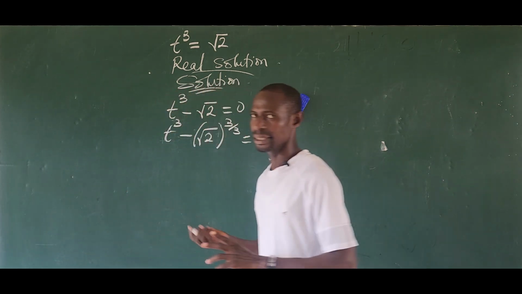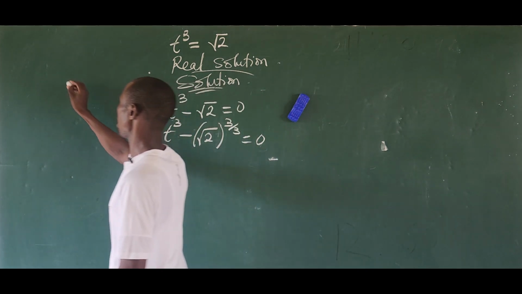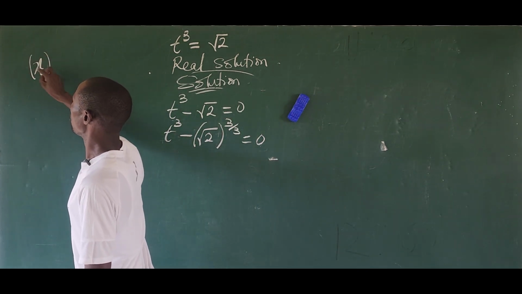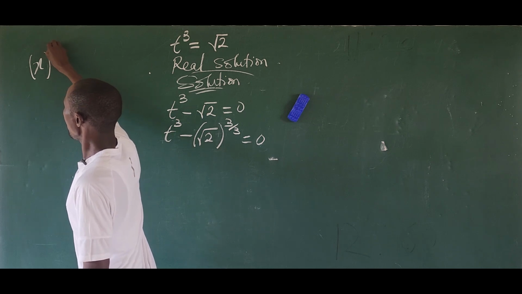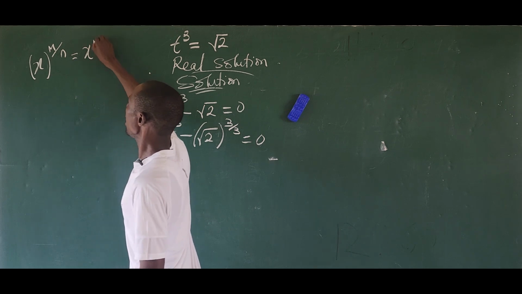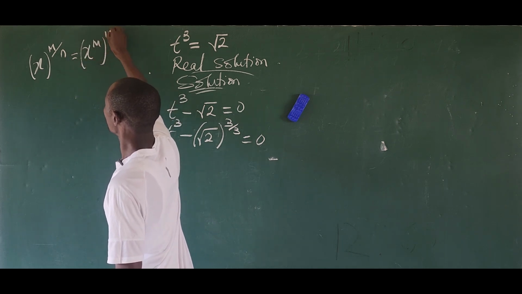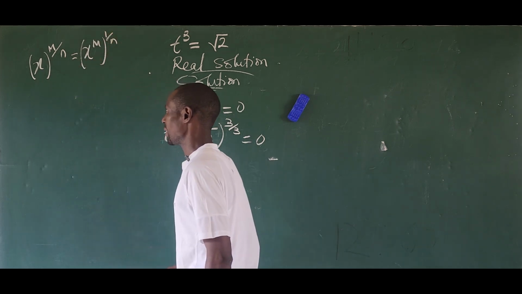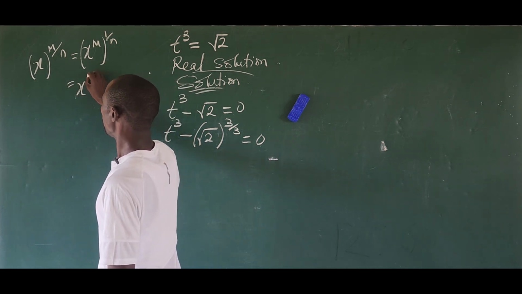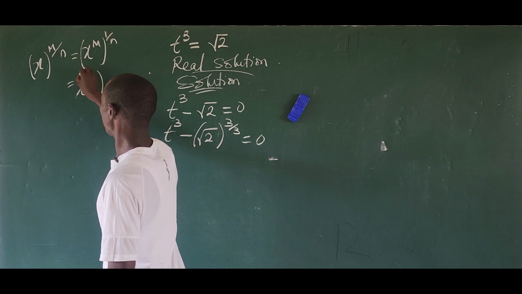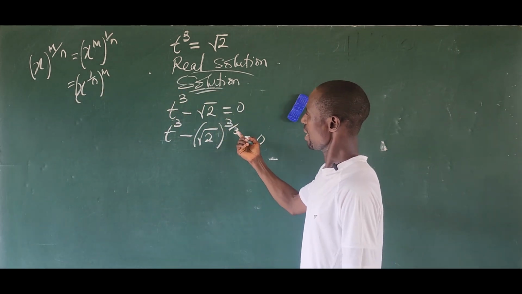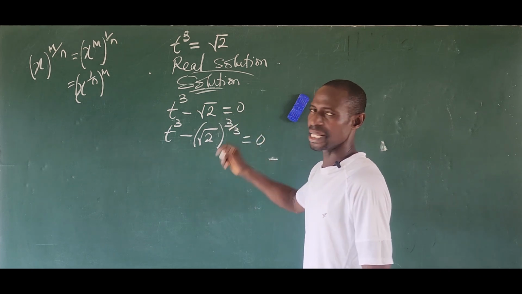We're going to apply a law of indices which says that if you have x all raised to the power of m all over n, this is the same thing as x to the power of m all raised to the power of 1 all over n. And we can equally express this as x all raised to the power of 1 all over n all raised to the power of m. Okay, so we want to rewrite this to make sure we have 3 at the power here.